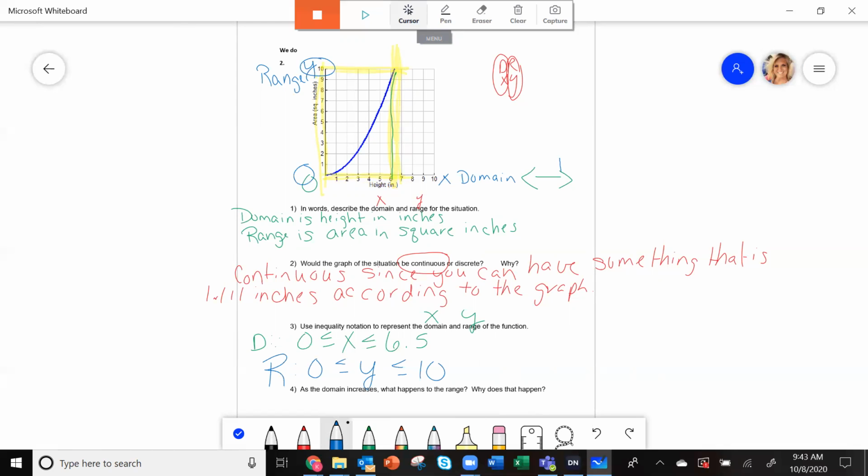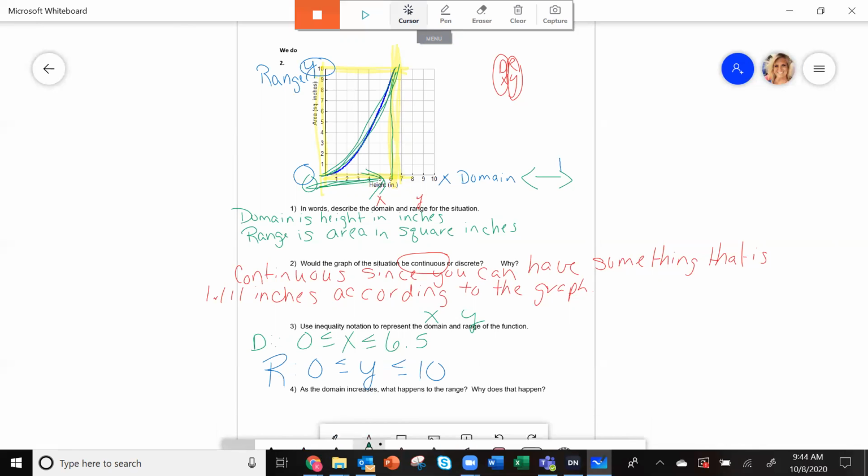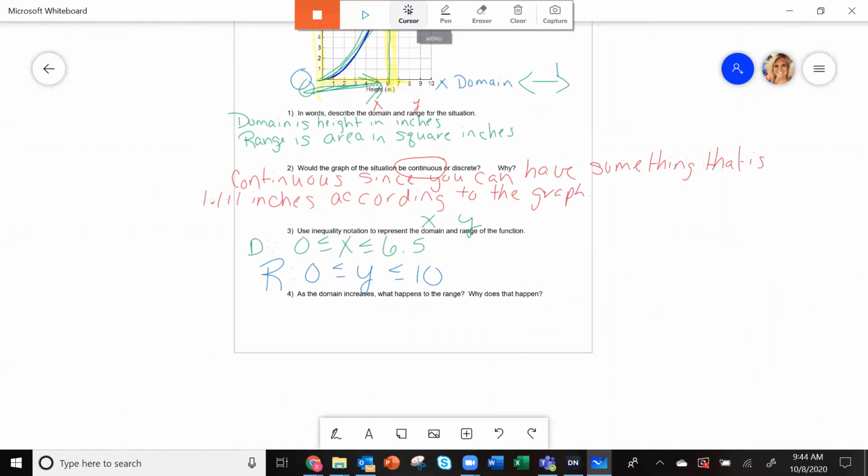Now, the last question asks you, as the domain increases, what happens to the range and why does this happen? Well, so domain is your X. So from left to right, it's going up. As my X numbers increase, what happens to this graph with the Y numbers? The Y numbers go up higher and higher. So what we're going to write down here is, the range increases.